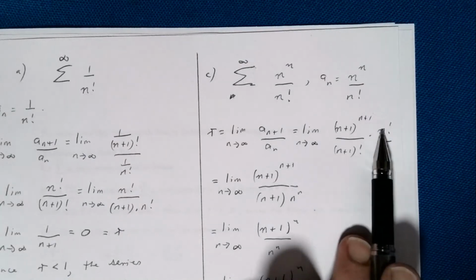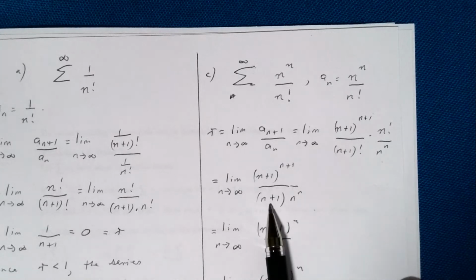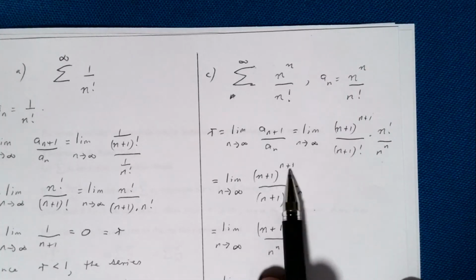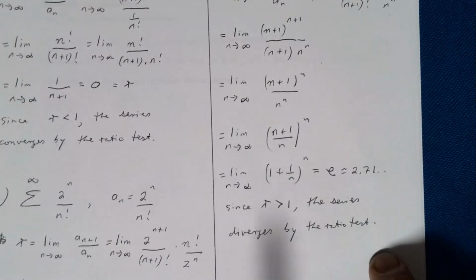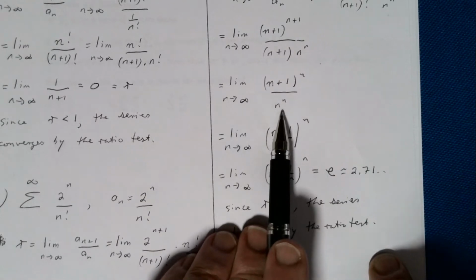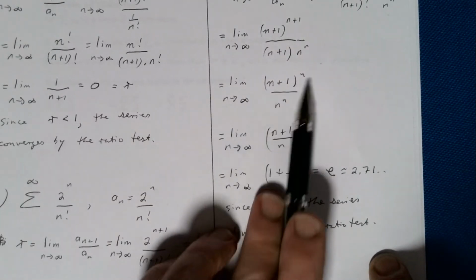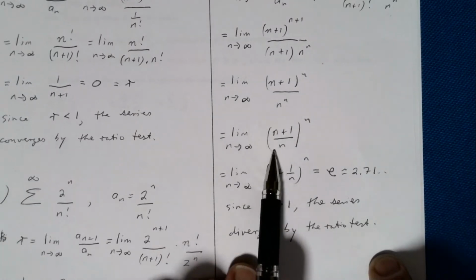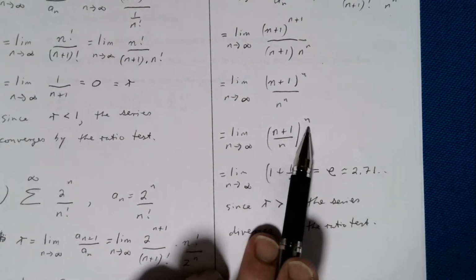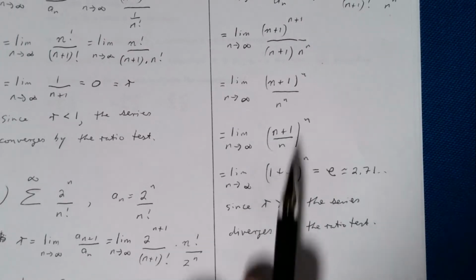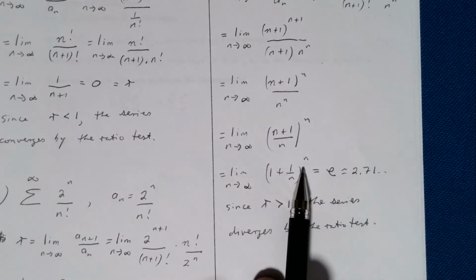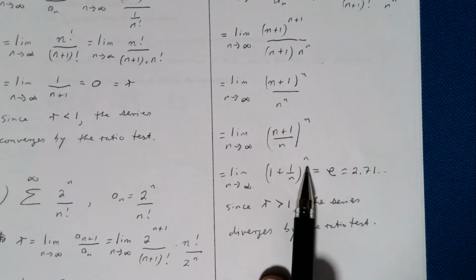Now we've seen before that n factorial on (n+1) factorial is just n+1. So I copy everything else down, and I can cancel one of these off with one of these up here. So I'm going to get (n+1) to the n over n to the n. And these are both to the power n, so I can pull them together under one big bracket and write this as (n+1) over n, all to the n. And finally, I'm going to divide the n into these, so I'm going to get 1 plus 1 over n, to the n.